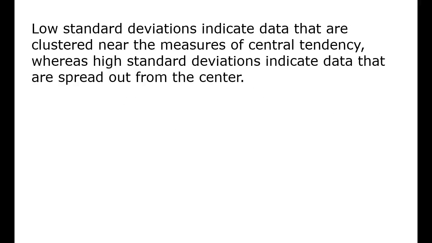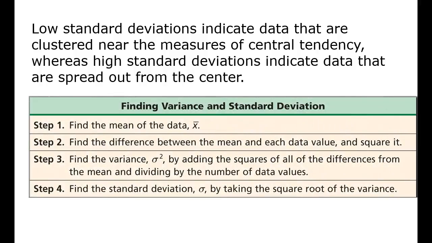Low standard deviations indicate that data are clustered near the measure of central tendency, that your data is not very spread out. It's kind of concise and close together. But a high standard deviation can indicate that things are very spread out in your data set, that there are lots of data values that are very far from the center.